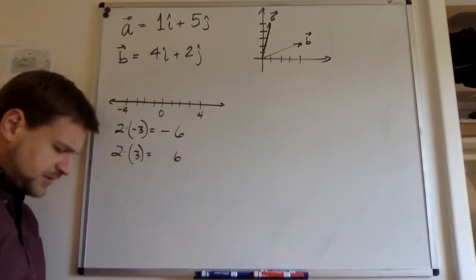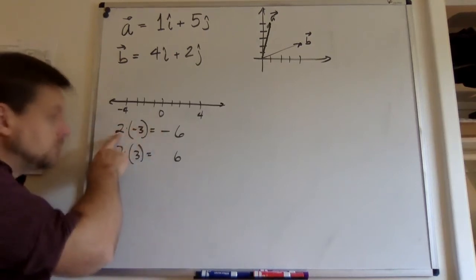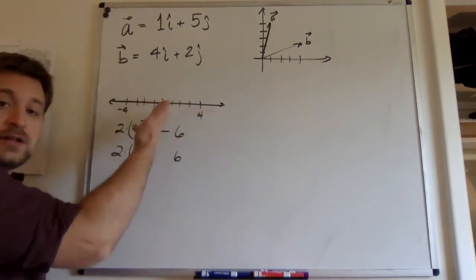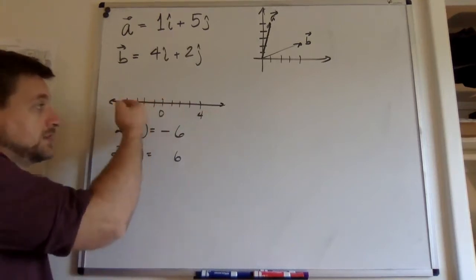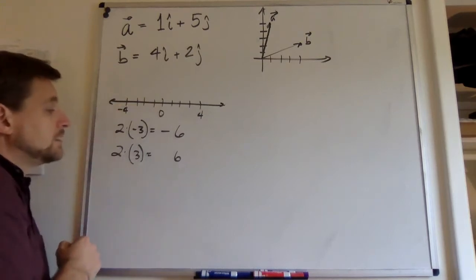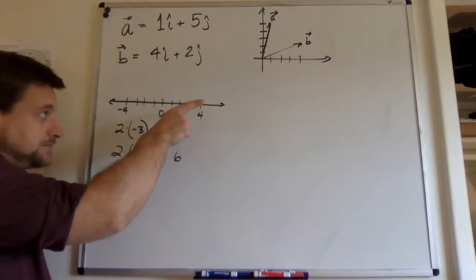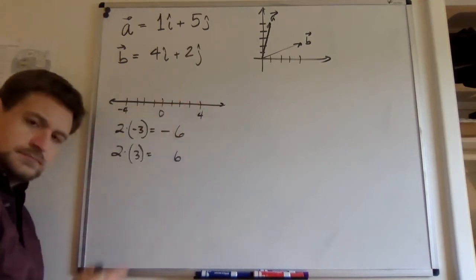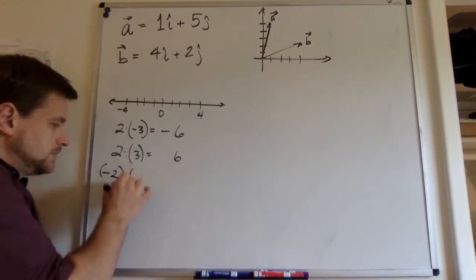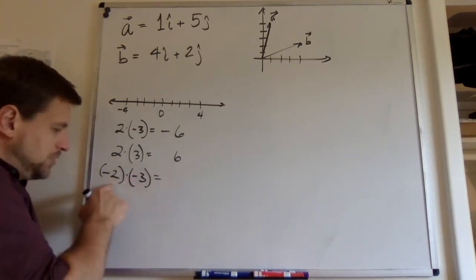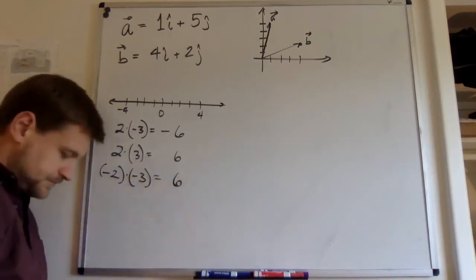And now let's unpack what that means a little bit. 2 is a number that points to the right on this number line. Negative 3 is a number that points to the left. Positive 3 is a number that points to the right. And just for sanity's sake, if both of those numbers point to the left, the product is just 6.